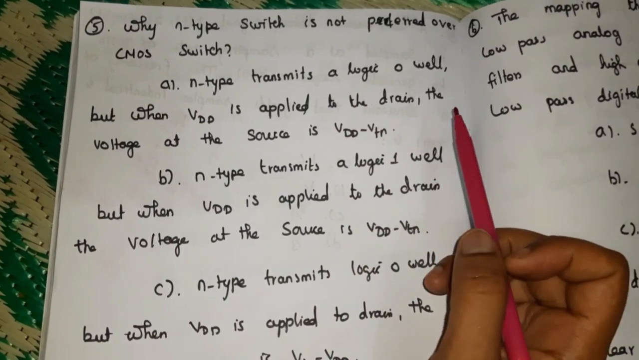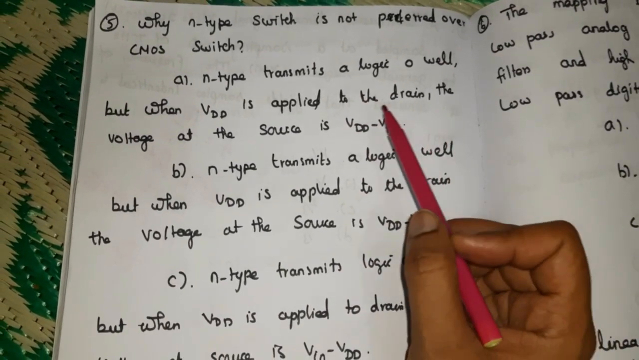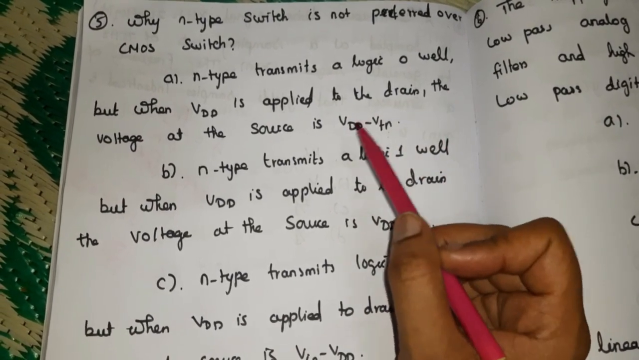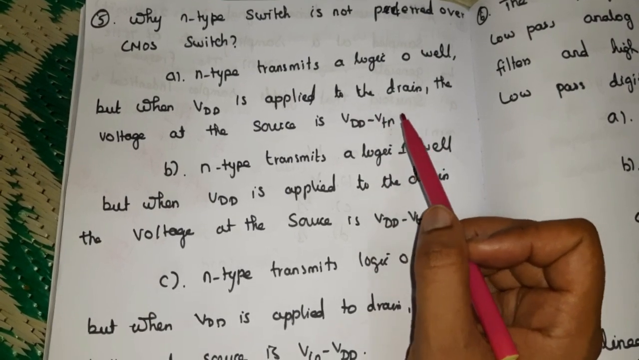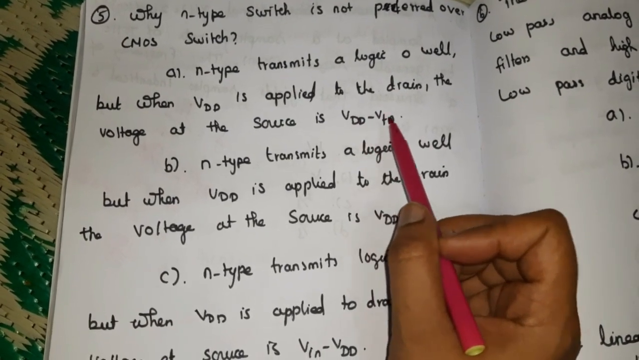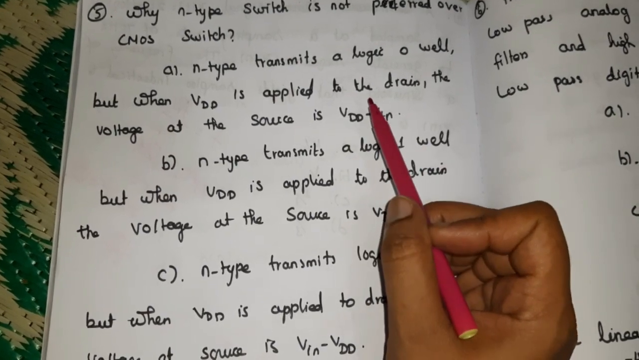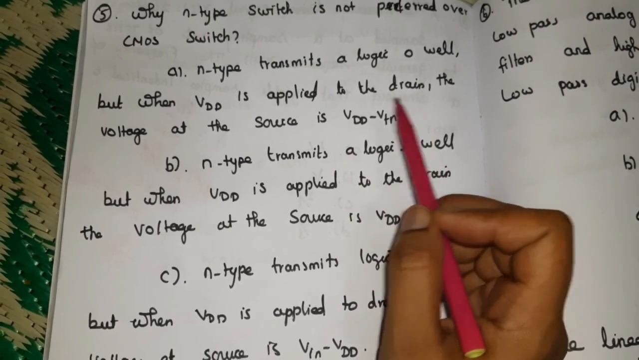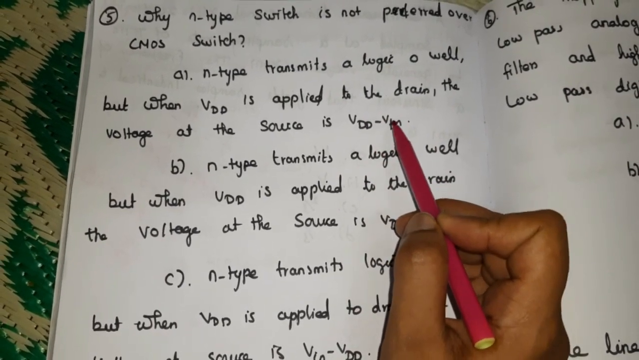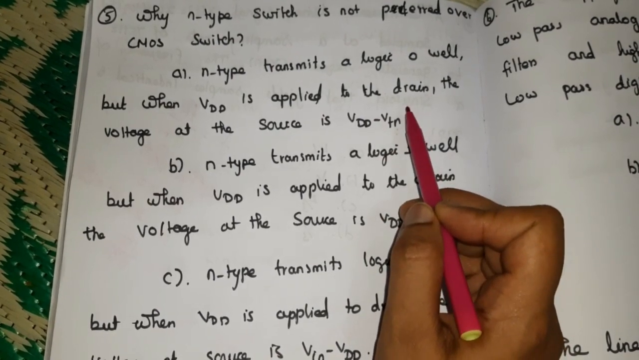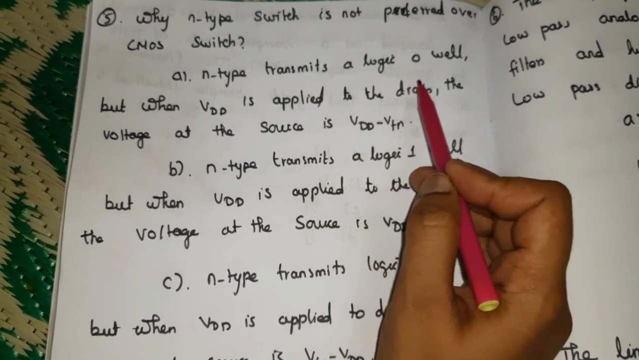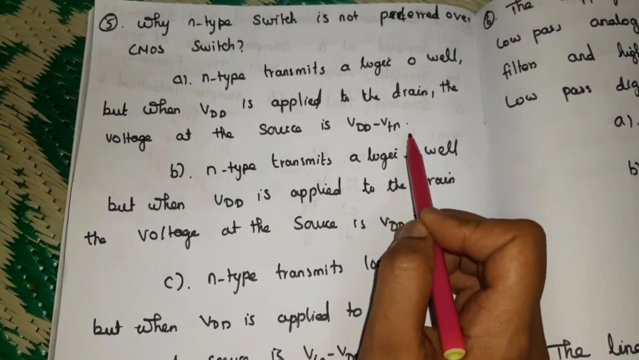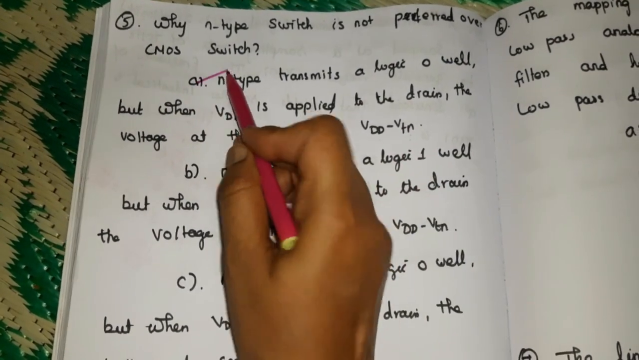Next question: why is an n-type switch not preferred over a CMOS switch? Here the n-type will give a strong logic 0, but for logic 1, when VDD is the maximum value, it will give the result as VDD minus VTN. So we have a good logic 0, but we have a weak logic 1. So we use a CMOS switch over an n-type switch for that reason. So n-type transmits a logic 0 well, but when VDD is applied to the drain, the voltage at the source is VDD minus VTN. That is the reason. So here the answer is E.